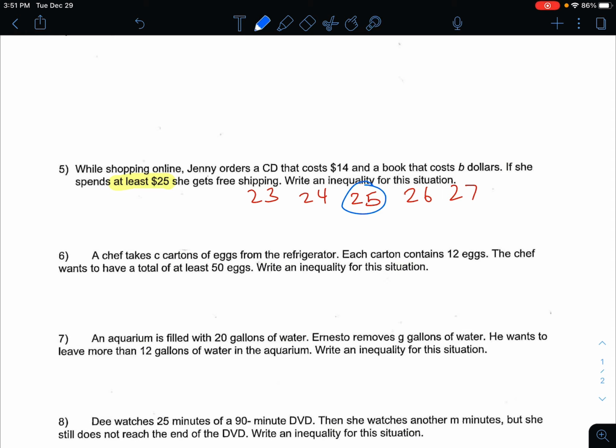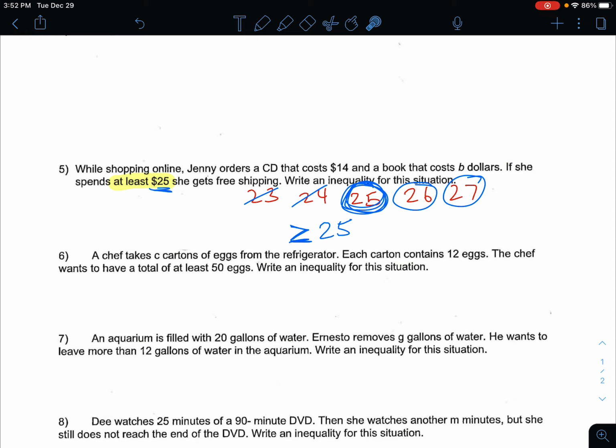Now, if they said you need to spend at least 25, can you spend 26? I would say yes. What about 27? Yes. Now, what about 24? If they said spend at least $25 for free shipping, would 24 cut it? No, it wouldn't. So obviously 24 wouldn't make it, nor does 23. And 25 was kind of our key number. That's the number in the word problem. And we also know that the little alligator is going to point in that direction, and it's going to be greater than or equal to. So how much Jenny needs to spend is going to be greater than or equal to 25.